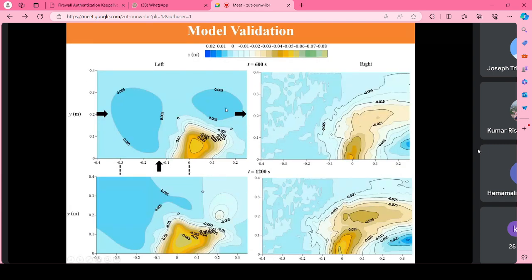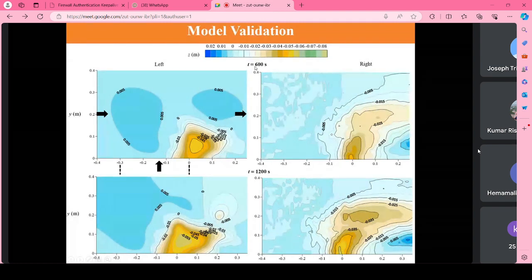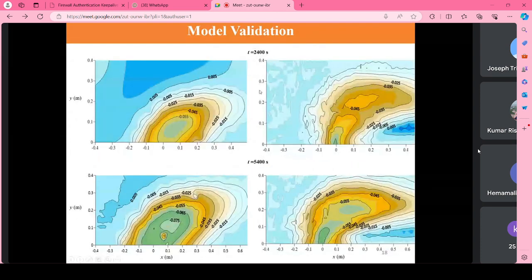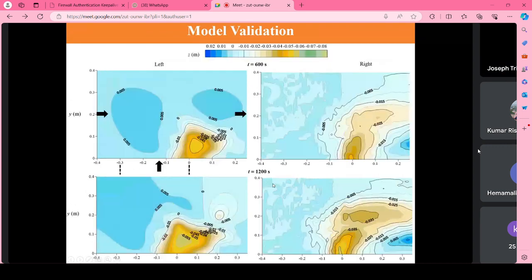So the bed elevations are compared with the simulated data at different instants of time: t is equal to 10 minutes, t is equal to 20 minutes, t is equal to 40 minutes, t is equal to 90 minutes. What you see here is that right from the beginning, qualitatively the results are matching, but quantitatively the results are not matching.